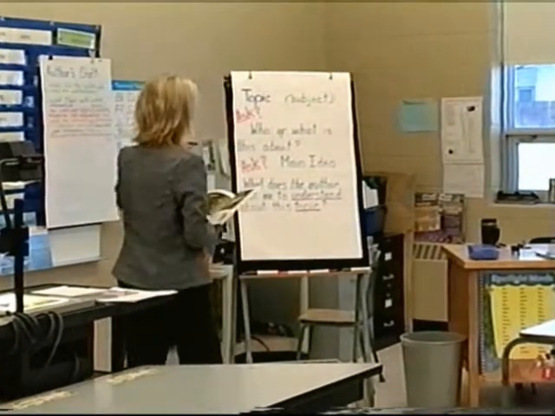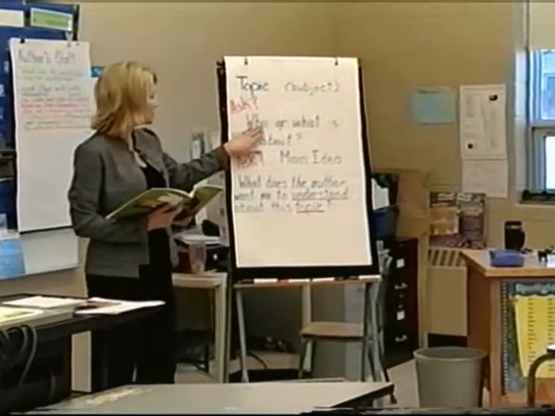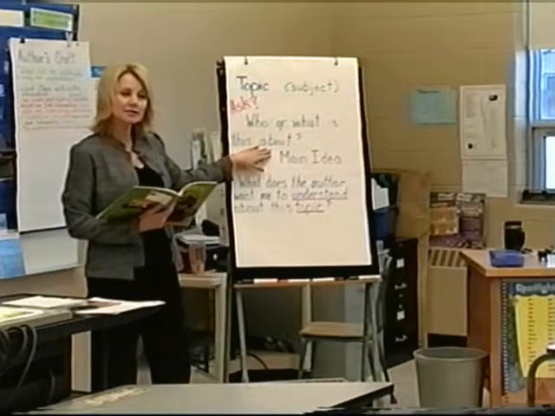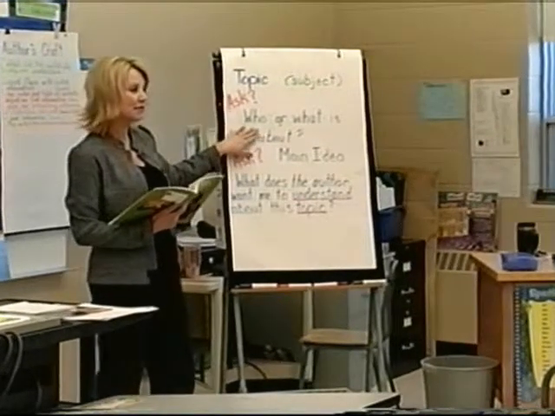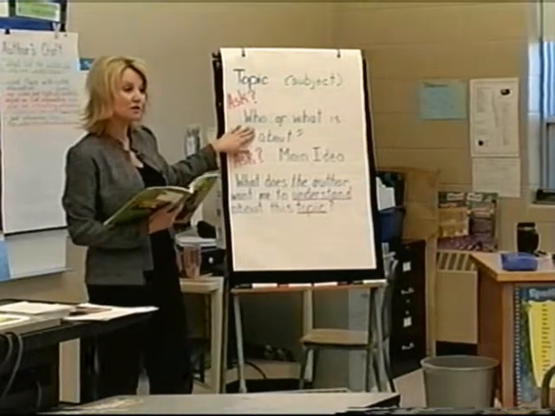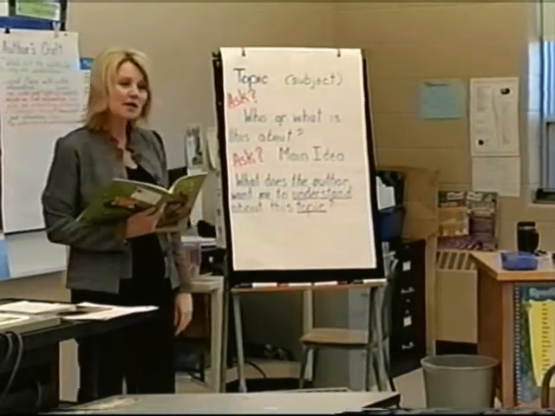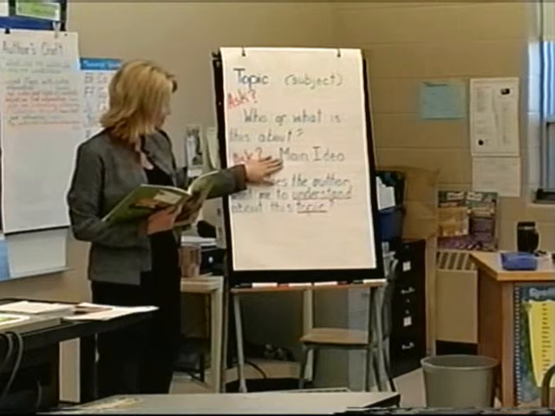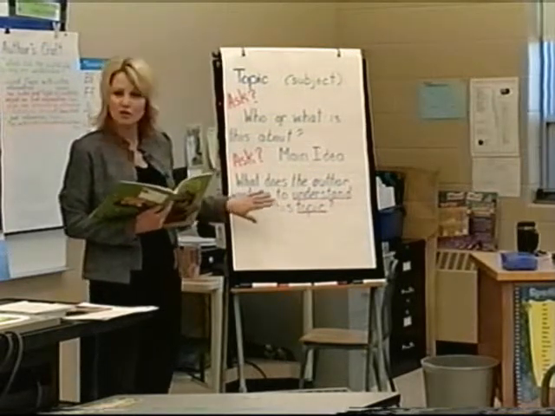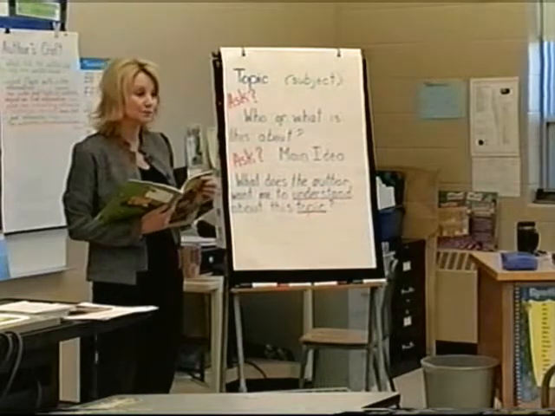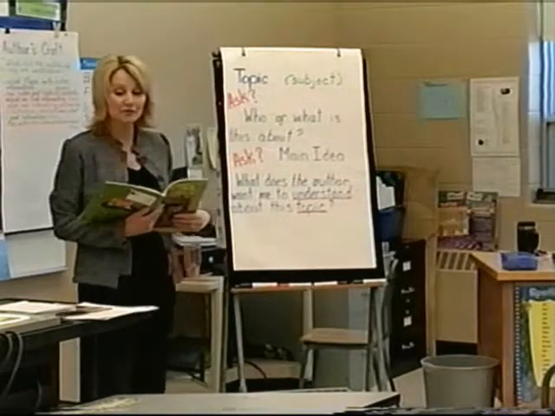So by now I'm ready to ask myself this question. I'm thinking, who or what is this about? And I decided in my mind that the author is telling me about the ears of frogs and toads, or frog and toad ears. Okay? So the next question I need to ask myself then is, what does this author want me to know about frog and toad ears? And that's what I'm going to think about next.